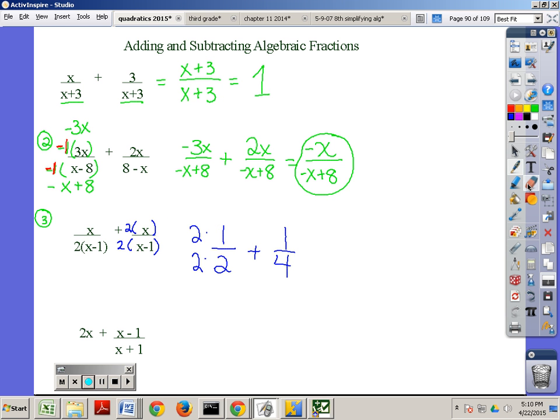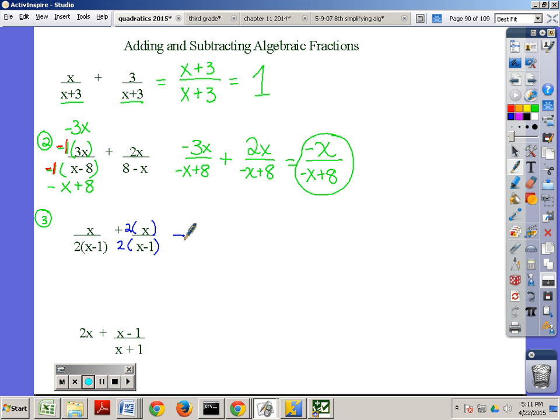So it's the same fraction principles, same fraction procedures. So now my denominators are the same: 2 times x minus 1 and 2 times x minus 1. What I did to the bottom, I did to the top.